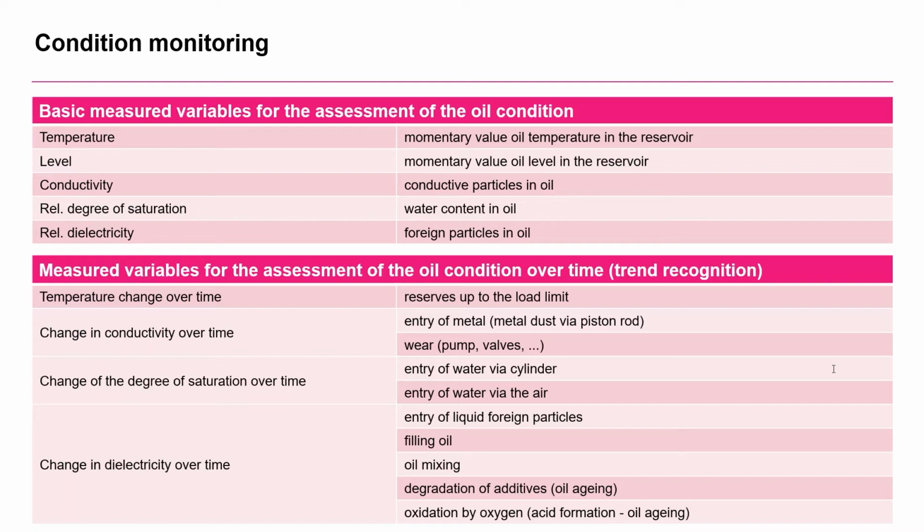So you have to keep in mind that the oil coming from a barrel has normally a lot of contamination of particles, which can be metallic or non-metallic. So even when you get the system filled, you already have a certain amount of contamination. You have a certain amount of oil mixing, degradation of additives. So the oil aging is also an effect, and the oxidation by oxygen, which means acid formation, is also so-called oil aging.